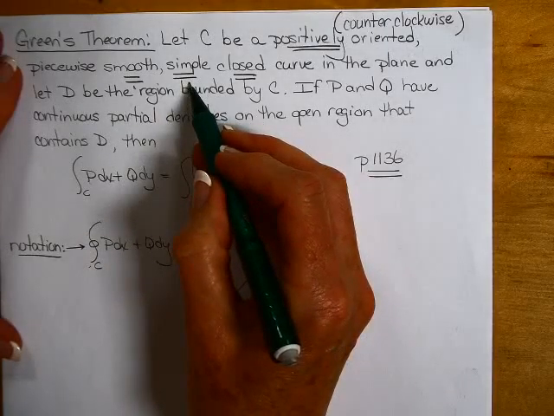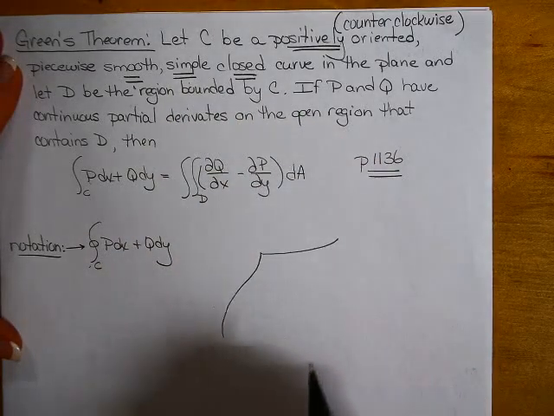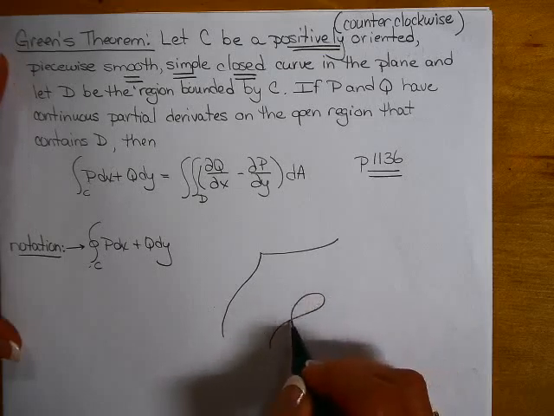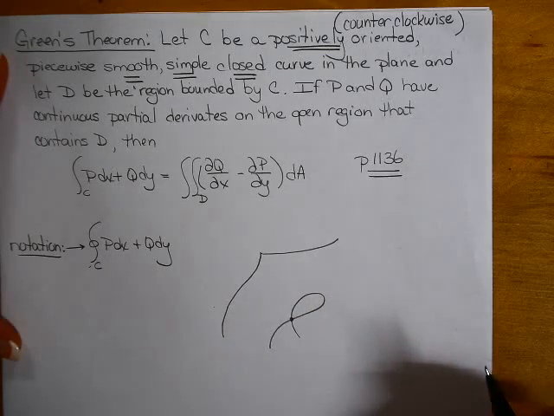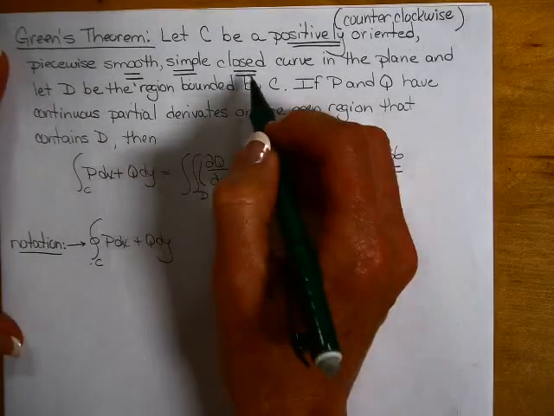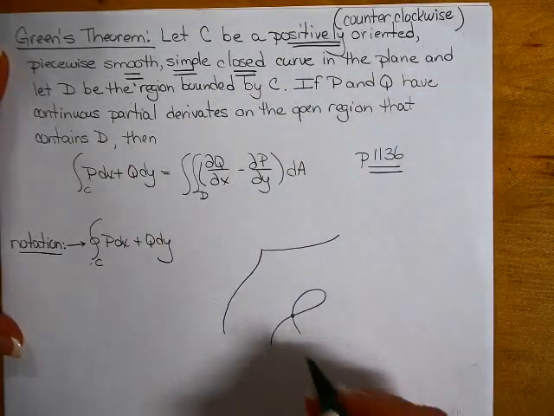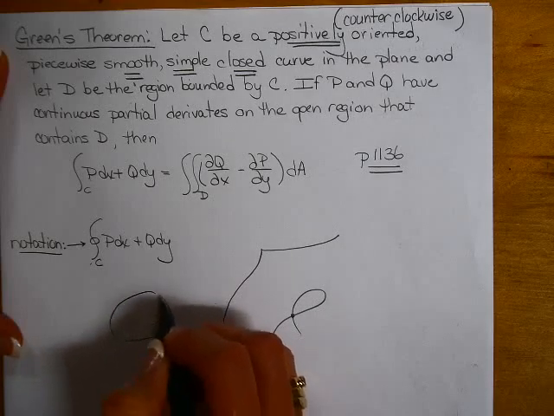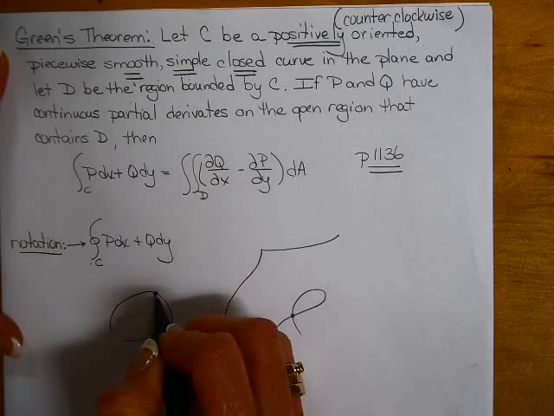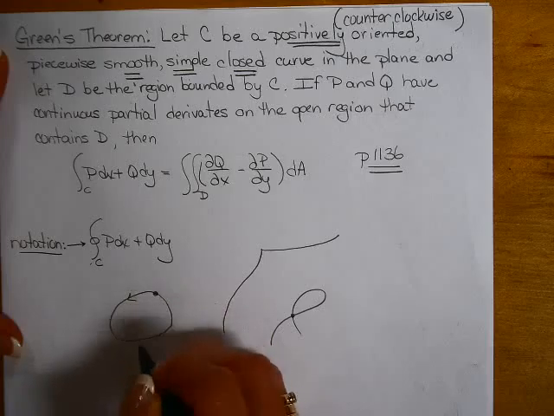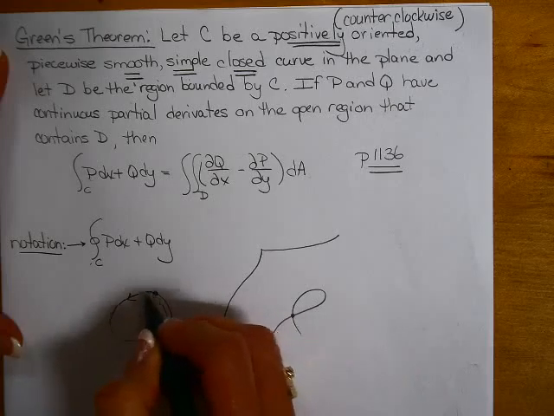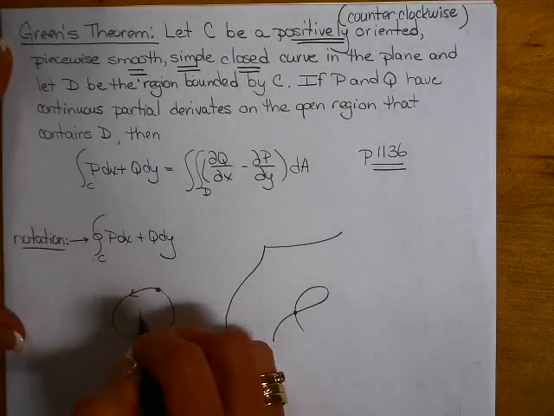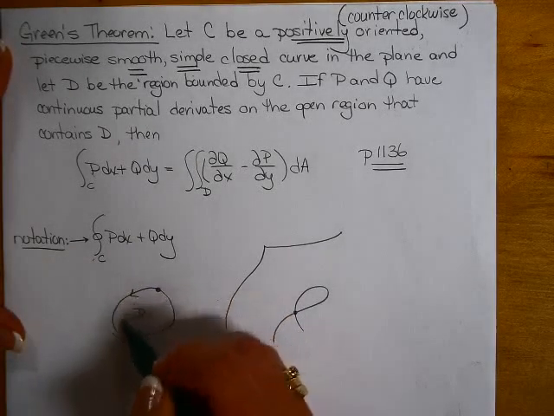If it is simple, then the curve does not cross itself. So something like this is not a simple curve because it crossed itself. If it is closed, then the starting point and the ending point are the same. It starts and it ends in the same place. It would go in a counterclockwise direction. You would go from here to here. This is a simple closed curve. This is the region D that is inside the curve.